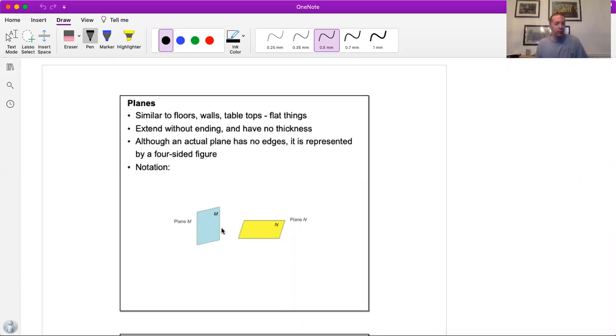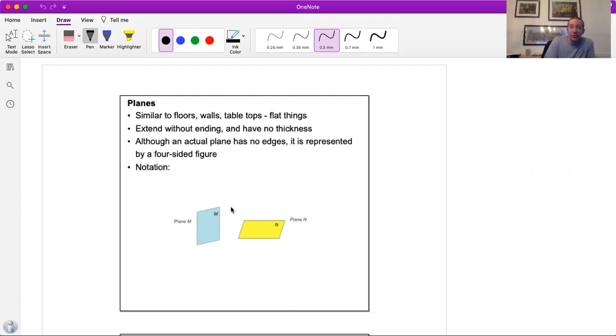I think the reason that we don't put arrows is because it's too complicated. Where would I draw the arrows if I was going to do that? It would look really weird. So every plane you see, you can assume it extends as far as you want it to, it extends infinitely in all directions. And so it says right here, even though it has no edges, it can be represented by, like, a parallelogram or something, a four-sided shape.